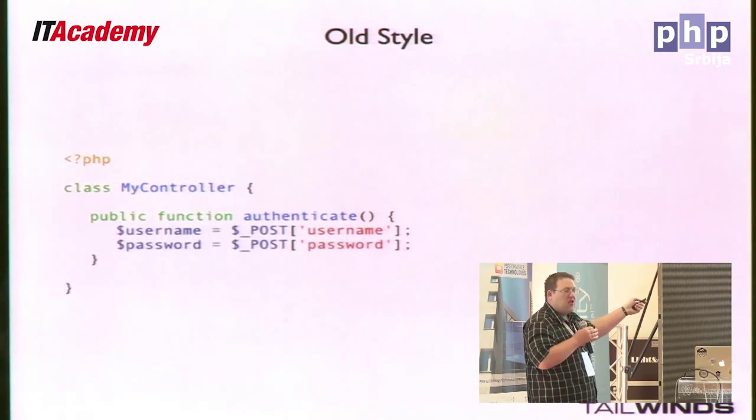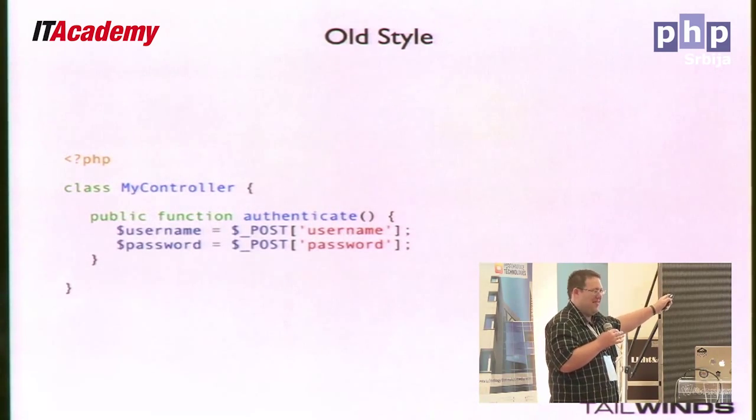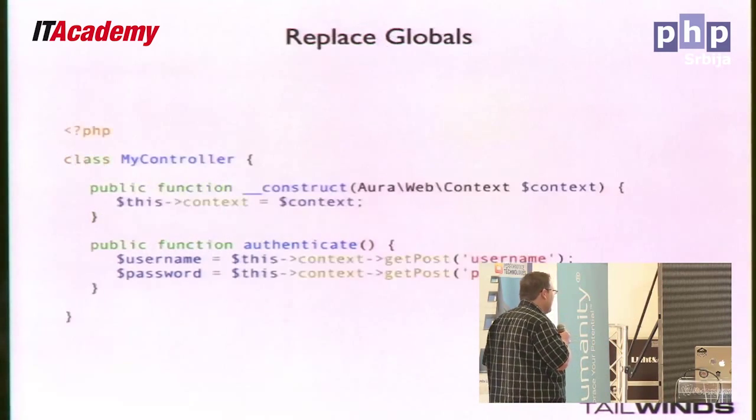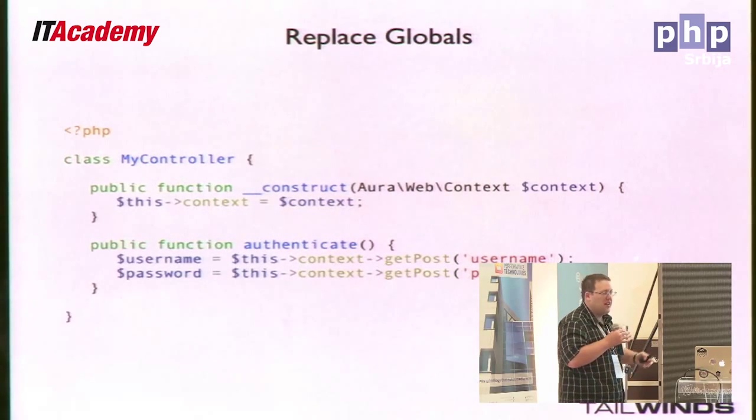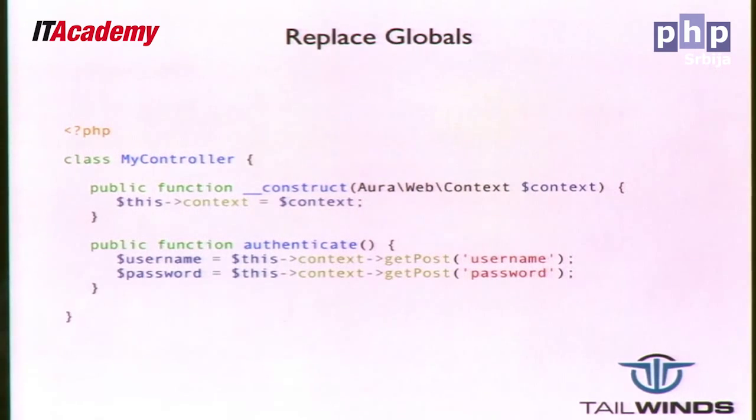So this should never happen. I don't want to see this in code anymore. Please stop doing this. Use some kind of a context object to do this instead. Let someone else manage this process. And the reason for this is that this is now testable.